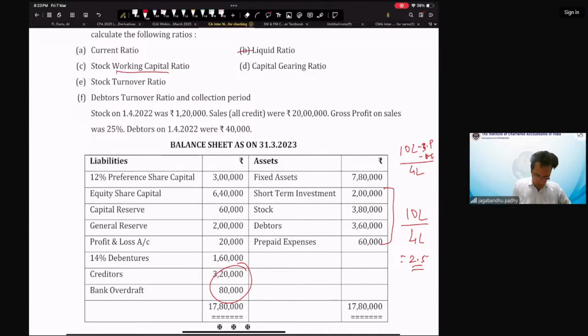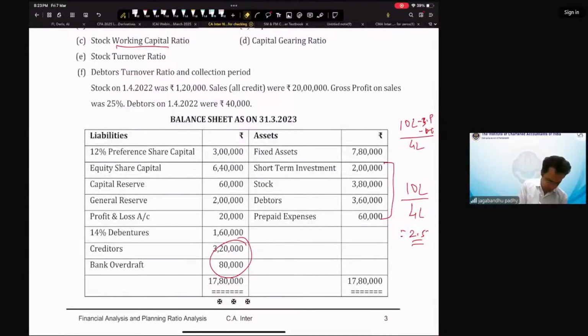Now, stock to working capital ratio. For that, working capital is 6 lakh and stock is 3.8. Stock to working capital is 3.8 divided by 6, which is 0.63. Okay.